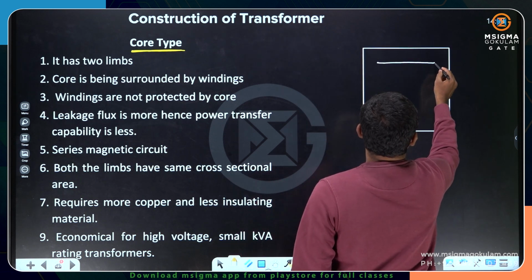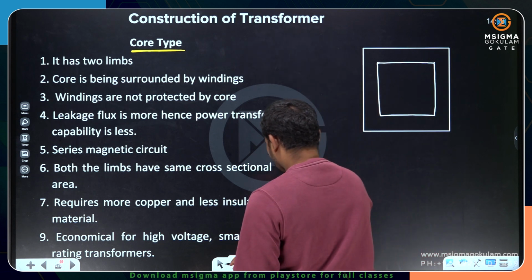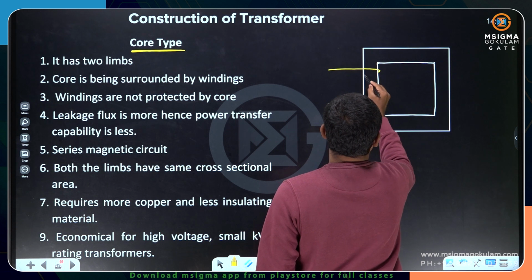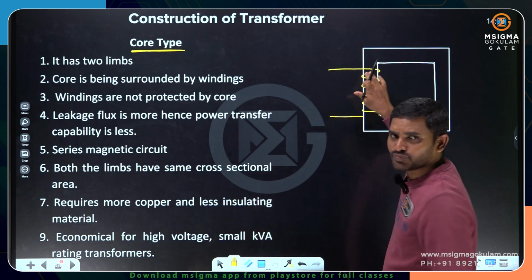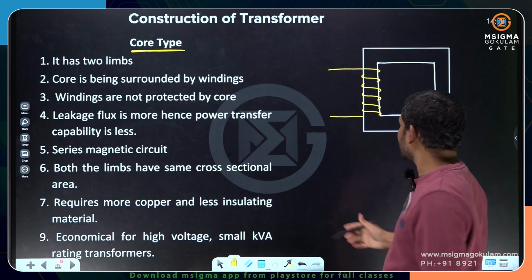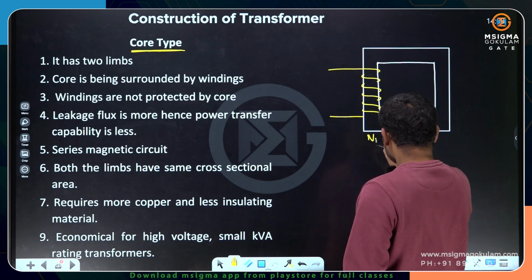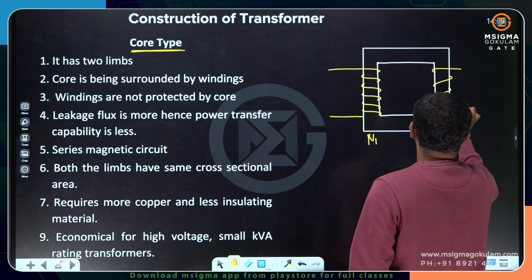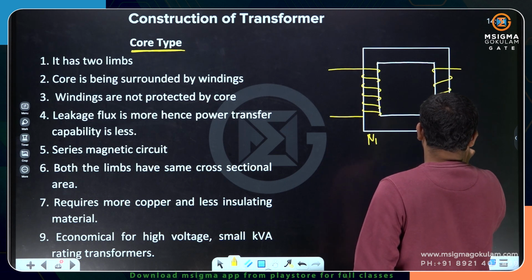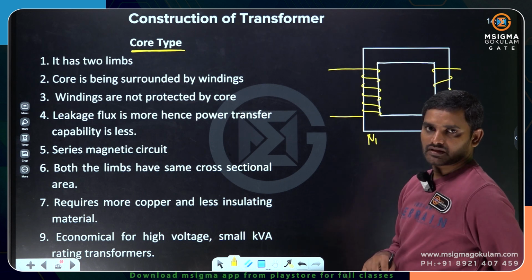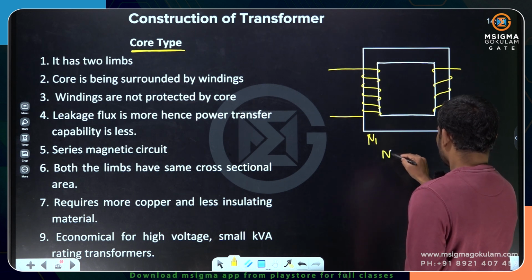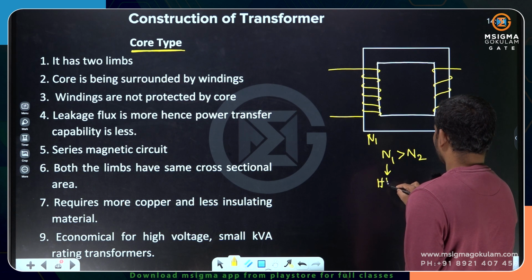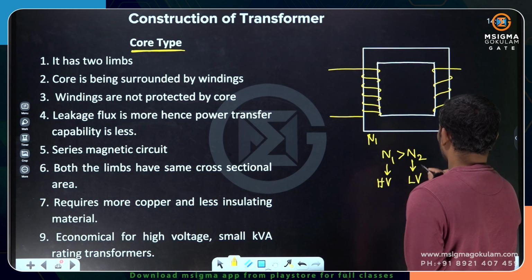So I have a square shape. This is my core type construction. On this, I am going to place winding. If I use more number of turns, I can call it high voltage winding, and I am calling it N1. If I use less number of turns, I can call it low voltage winding, and I am calling it N2. So here N1 is greater than N2. N1 is high voltage winding and N2 is low voltage winding.